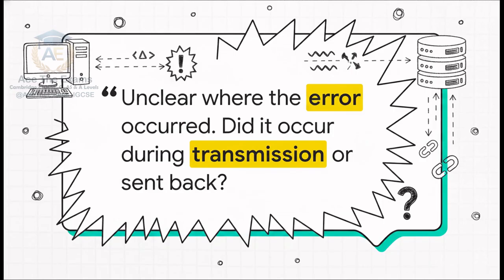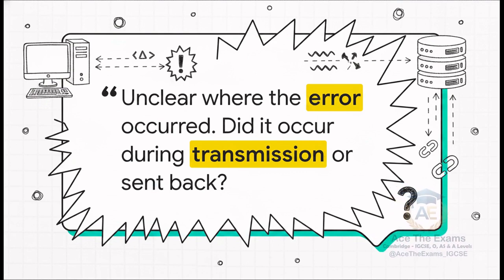Okay, let's dive into this specific teacher feedback, which highlights exactly why our third method, the echo check, is considered a highly unreliable error detection method in the Cambridge syllabus. You need to really understand the logic here. An echo check requires the data to be sent all the way to the receiver, and then the receiver sends an exact copy of that data all the way back to the sending computer to be compared. But think about the massive flaw in that logic.